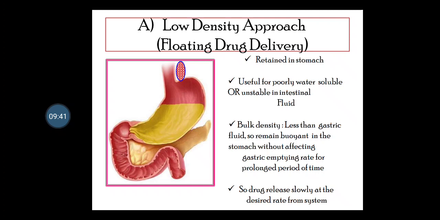First, one by one, we'll discuss the floating system, which is based upon the low density approach. That is, it has a bulk density lower than that of gastric fluid, and hence it remains buoyant in the stomach for a longer time. A floating dosage unit is usually useful for drugs acting locally in the proximal part of the GI tract. These systems are also useful for drugs which are poorly soluble or unstable in the intestinal fluid.